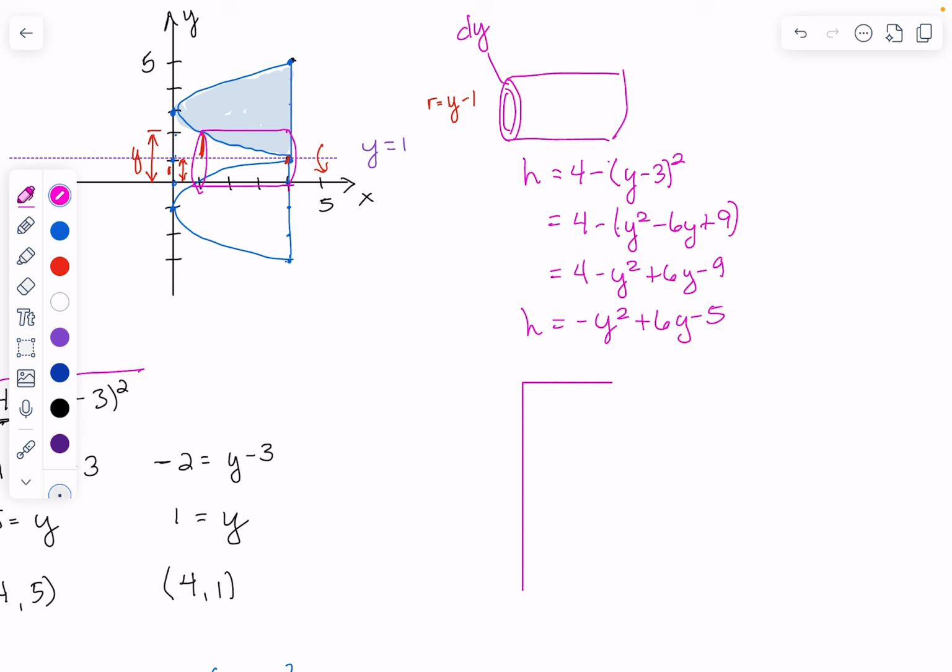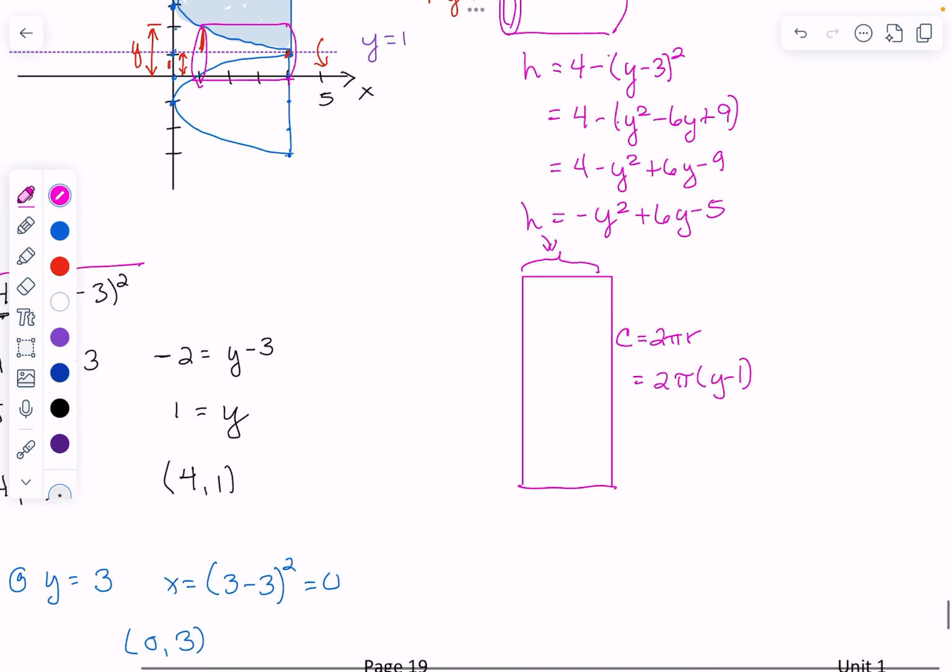So let's spread out this little cylinder. We're going to cut it open, just like we took it off the water bottle. This right here is my height. Okay, that was the height of the cylinder. The circumference there is going to be C equal to 2 pi r. My r this time is y minus 1, so I'm going to get 2 pi times y minus 1.